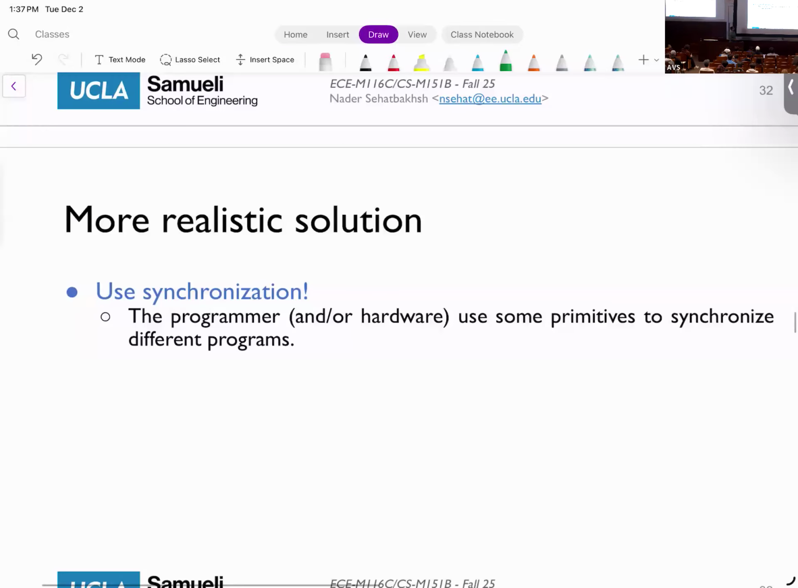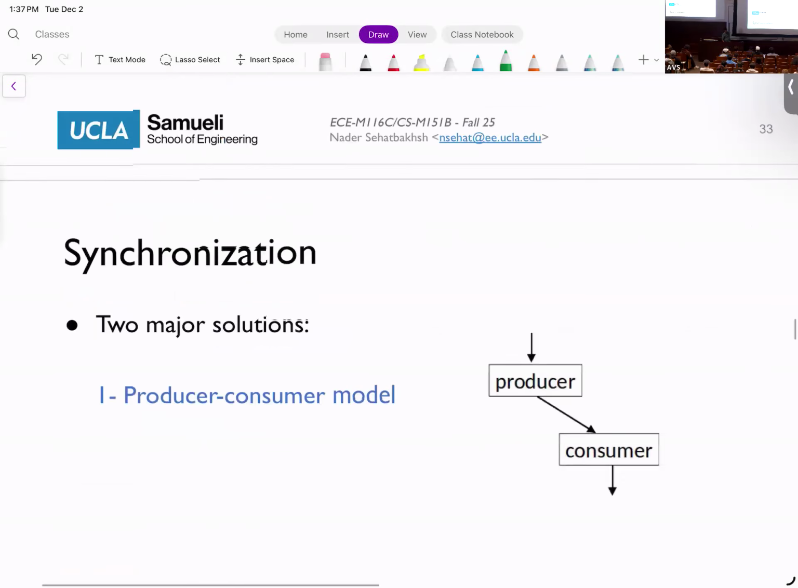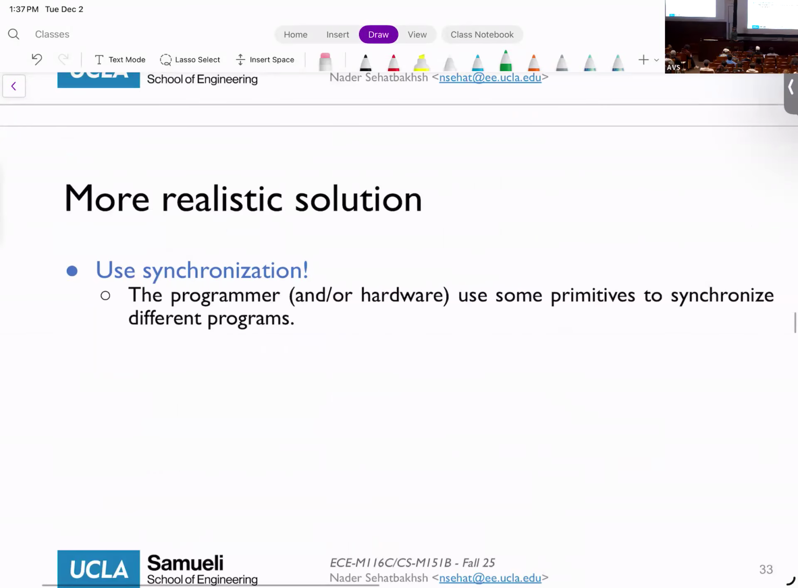So what we do instead is use synchronization. So the programmer uses this kind of, think about this as some form of an API or instructions, and uses them in order to make sure that the system is synchronized. What are the two ways to synchronize, for those of you who know synchronization? What are the two major methods for synchronization?